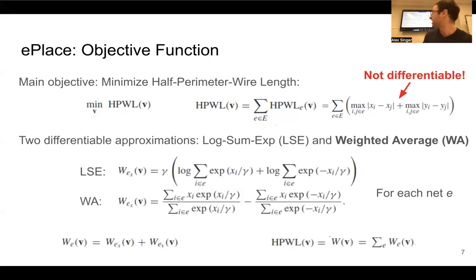These are the equations, and they look a bit scary, but all you need to think about is that as this gamma parameter gets larger and larger, this will become a more accurate representation of the half-perimeter wire length, but the equation gets less smooth. And we want very smooth differentiable functions because it allows us to do gradient descent more efficiently. So oftentimes what algorithms will do is they set gamma to be some value, and they increase it over the course of several iterations to make it more and more accurate.